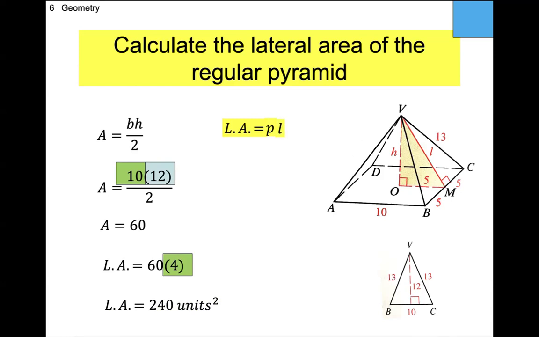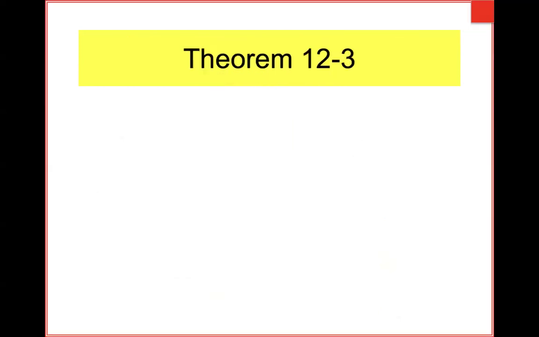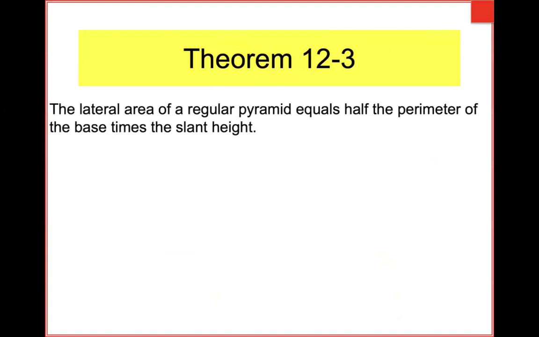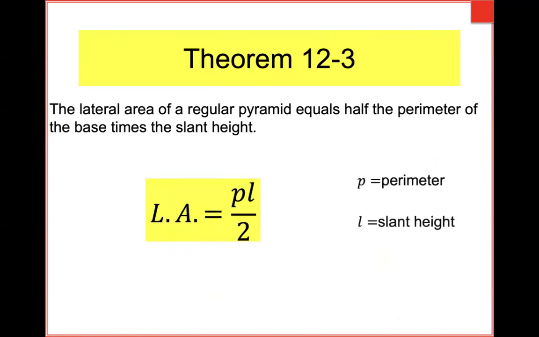And if you notice, 12 was the slant height. So hey, I can change that H to an L, and then divide by 2 is divide by 2. So this is a much easier formula to use. PL divided by 2 is your lateral area. And this is actually a theorem, by the way, we just proved that. This is theorem 12.3 that says that the lateral area of a regular pyramid, and that's the only kind we're going to give you, is PL divided by 2, where P is the perimeter and L is the slant height. Here it comes again.